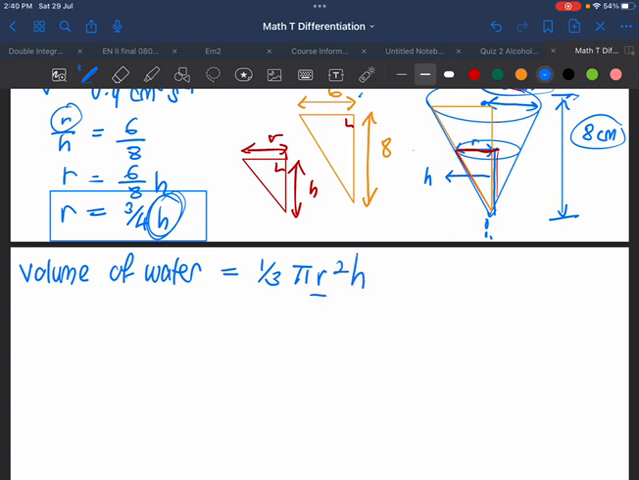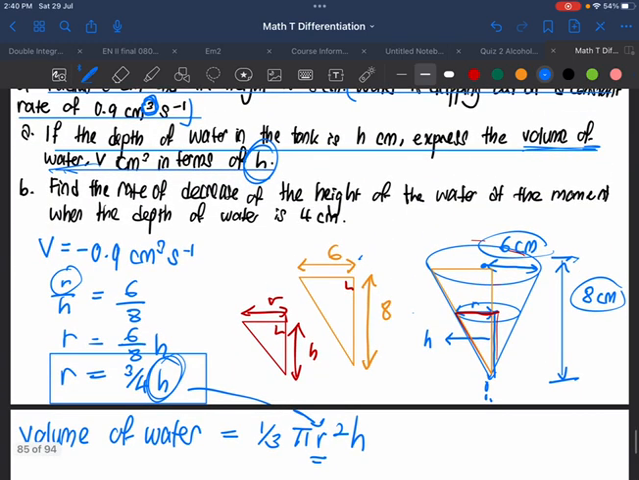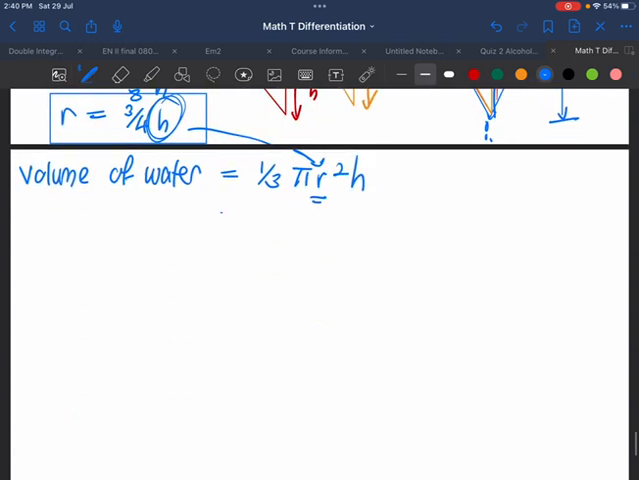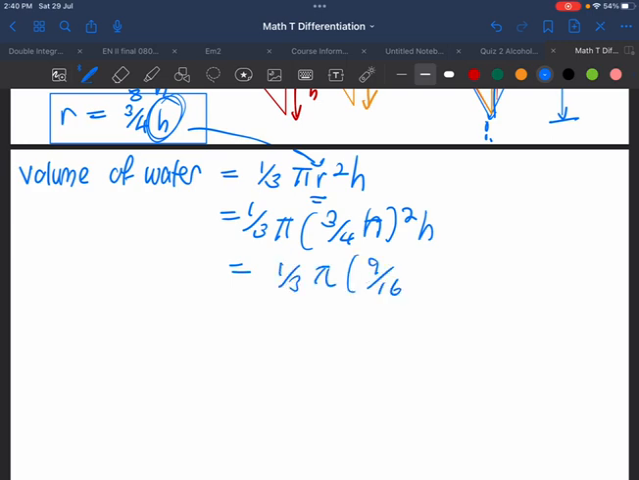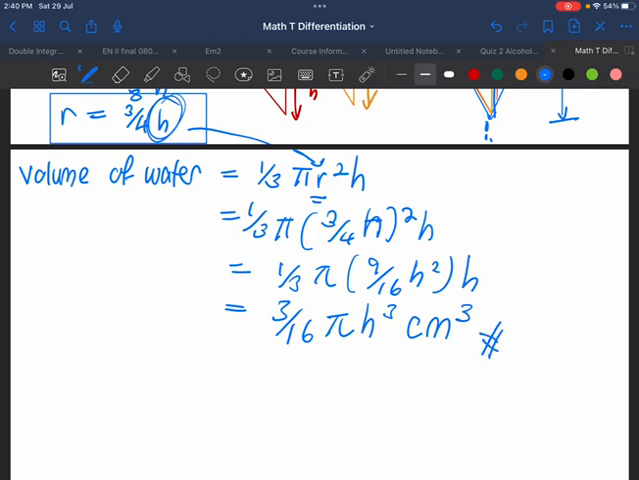So now you have the r ready. You just substitute the r from answer 1 in terms of h. So is it a problem now? Definitely not. So it's 1 over 3 pi times 3 over 4 h squared, then times the h, and you will get 1 over 3 pi times 9 over 16 h squared times h, then you will get 3 over 16 pi h cube centimeter cube. Here is the volume of the water.